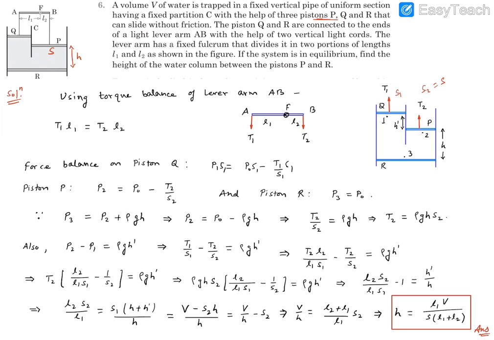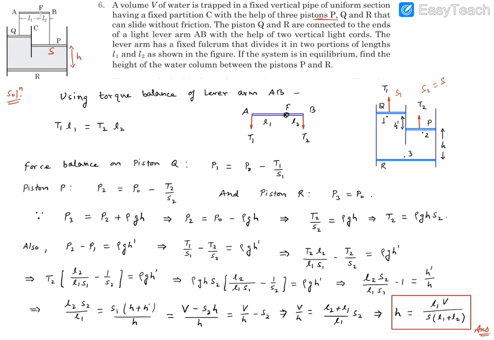P1 S1 is the force in the upward direction, and P0 S1 is the force in the downward direction. So the net force in the upward direction is P1 S1 plus T1, and this must be equal to P0 S1. Then I divided by S1, so this becomes an equation in terms of pressures. So that's one equation because of the force balance of piston Q.